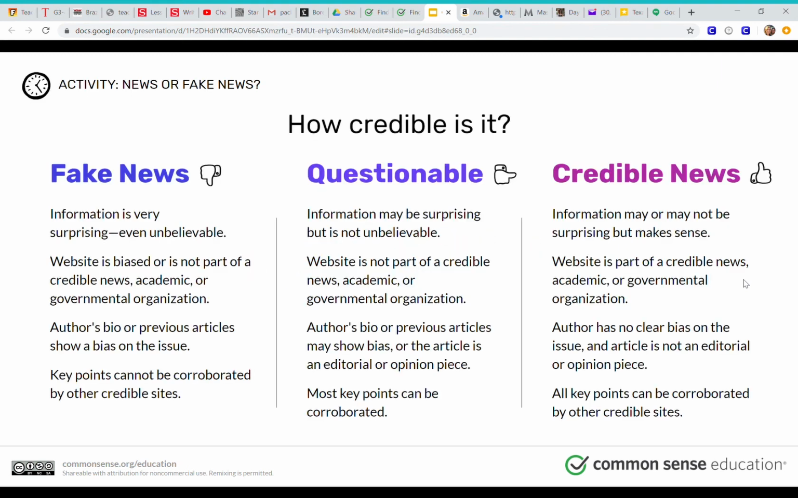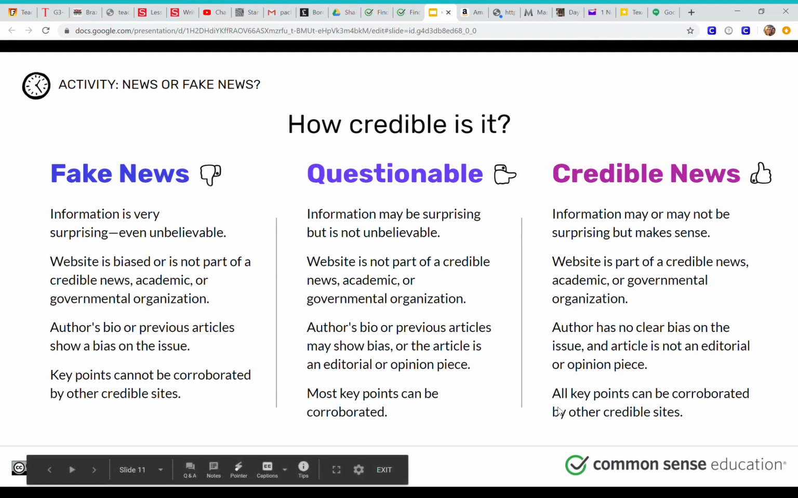The author has no clear bias on the issue, and the article is not an opinion piece. Okay, so they're not trying to convince you, they're just trying to inform. And when you look up the author, you don't really find any bias. So say we go back to that article, Houston Texans are the worst team in the NFL right now, and it's not written by a super fan of somebody else. Maybe it's just written by a sports commentator, okay? That might be not as biased as the one that's written by the Dallas Cowboys super fan, okay?